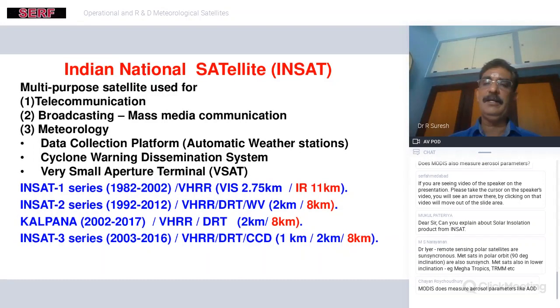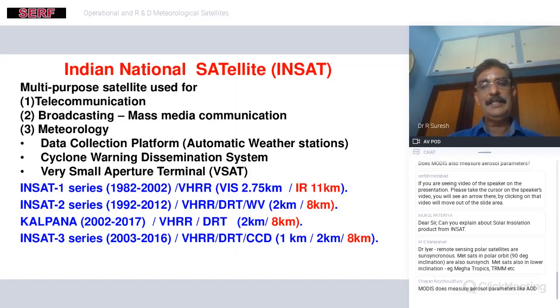Then the cyclone warning dissemination system, which is a one-way communication, was thought of perhaps for the first time in the geostationary era in India. The cyclone warning can be disseminated from the cyclone forecasting officers to the administrators for evacuating the people over the coastline and low-lying areas, so that their lives and properties can be saved. So it is a one-way communication. We had a payload initially when it was launched.